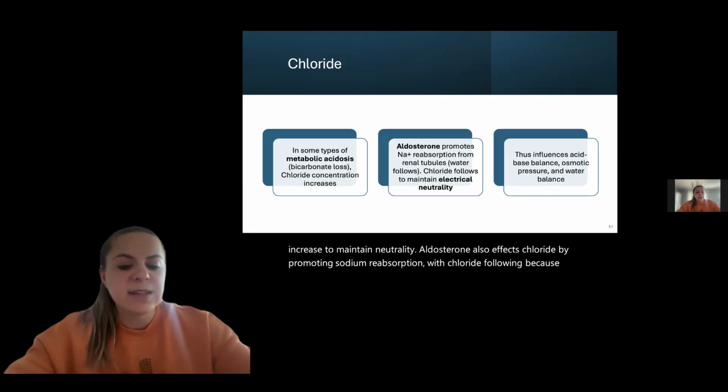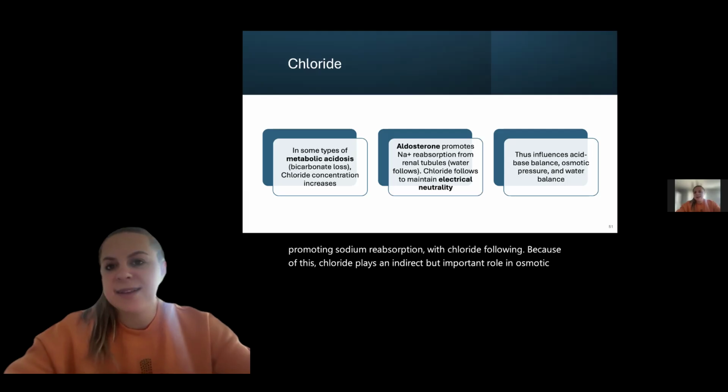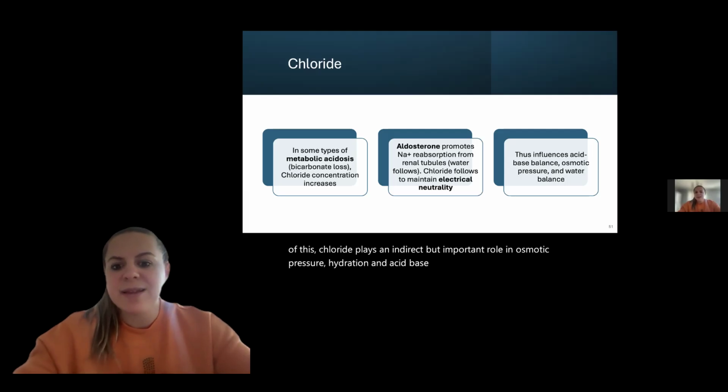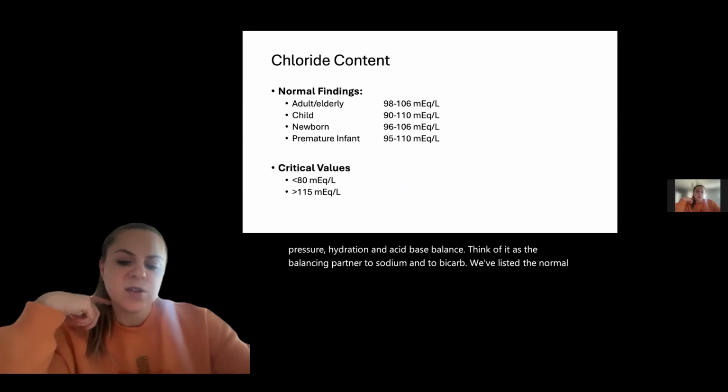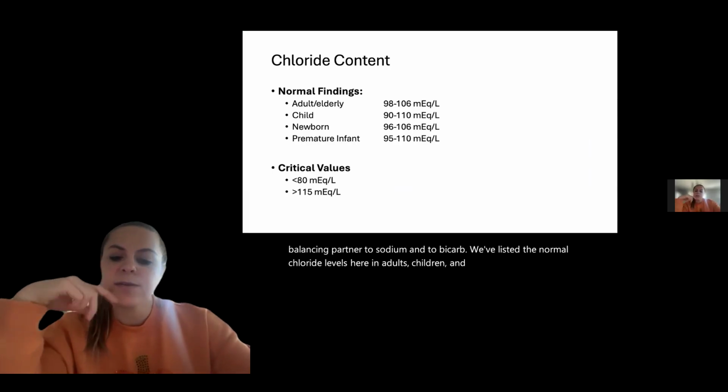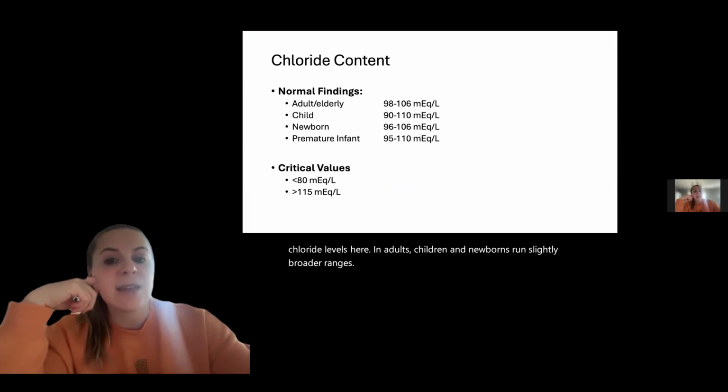Because of this, chloride plays an indirect but important role in osmotic pressure, hydration, and acid-base balance. Think of it as the balancing partner to sodium and to bicarb. We've listed the normal chloride levels here in adults. Children and newborns run slightly broader ranges, with premature infants at the highest.